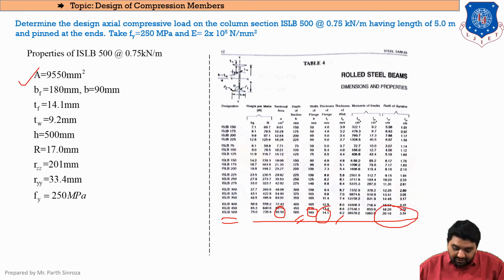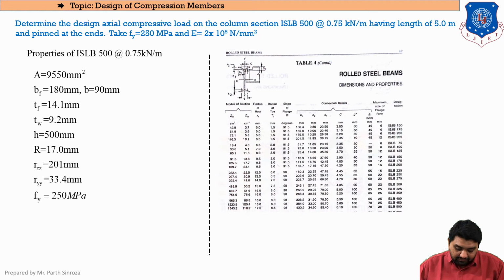Clear? So the radius of gyration along the x-axis comes out to be 201 mm, and the radius of gyration along y-y comes out to be 33.4 mm. So from this page we will be requiring this many things, and from the next page, that is page number 13, we will be requiring certain things such as these two cases, that is radius of root.